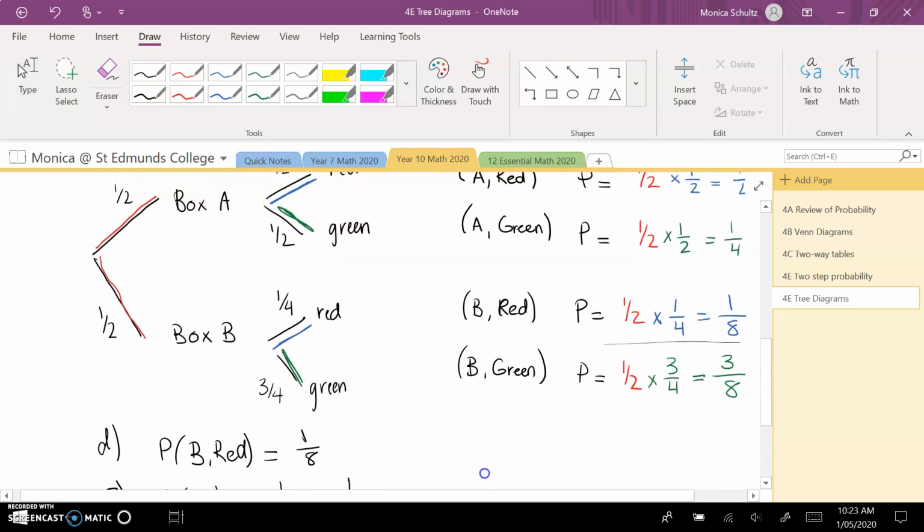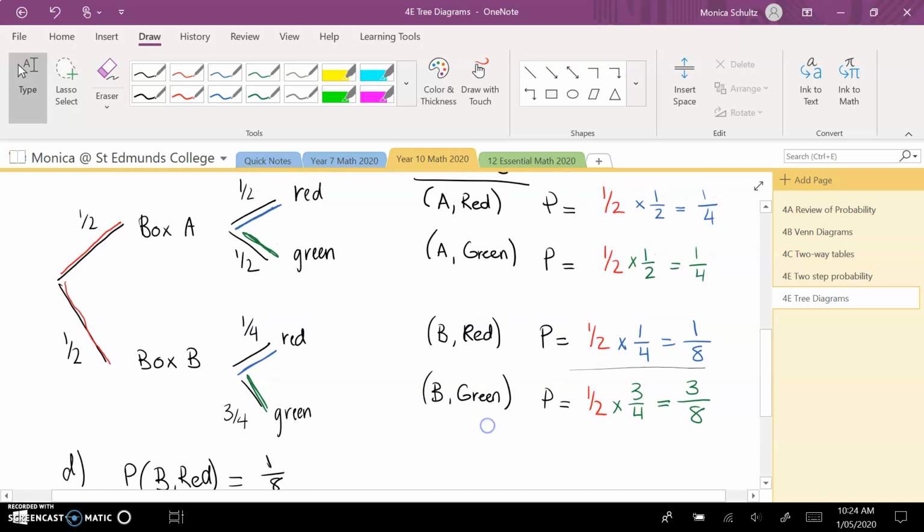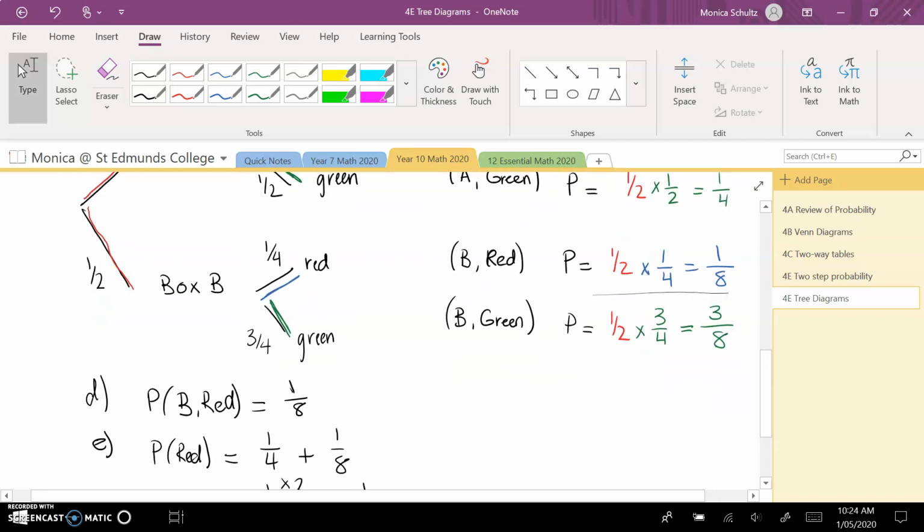Okay, I hope you understood how we work out our probabilities from a tree diagram when we have multiple stages in our experiment.